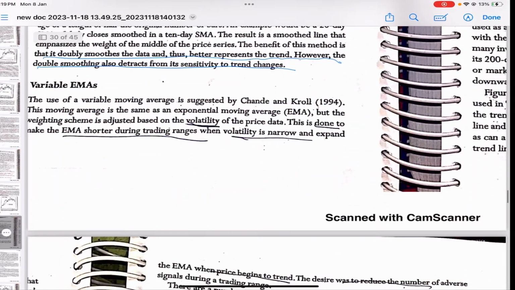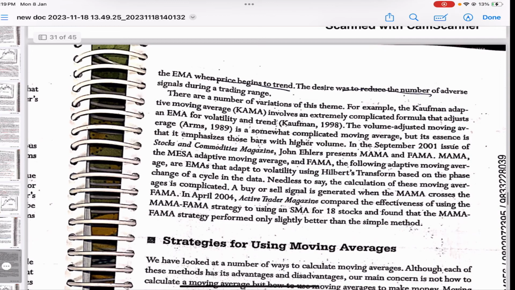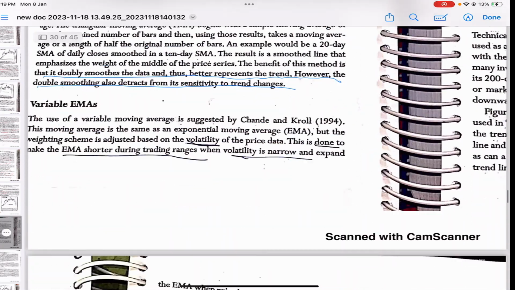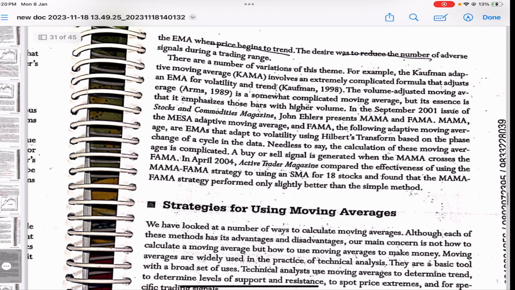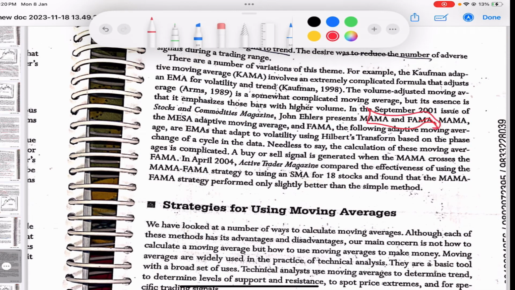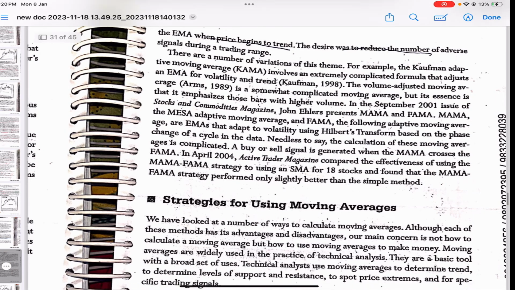Alright, then we have the variable EMAs. Now what are variable EMAs? Variable basically means that you are taking into account the volatility of the price. When you're taking into account the volatility of the price, then the EMA changes, right? So that is what is said in variable EMAs. Okay, the MAMA, this is very basic stuff. This is covered in my CMT Level 1 again. If you want, you can pause the video and read it, but it won't be tested.